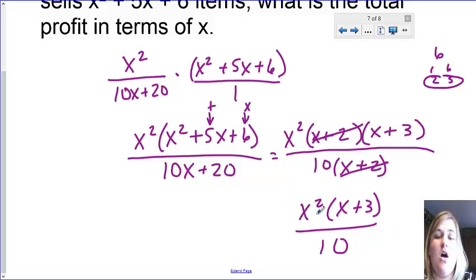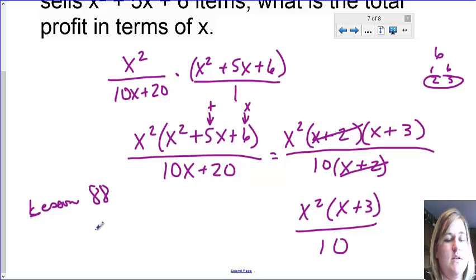Okay, so that is all that I have for you today. For your homework, I want you to do A through H, and we are going to do 12 through 22 today. A through H and 12 through 22. And this is from lesson 88, A through H, and 12 through 22.